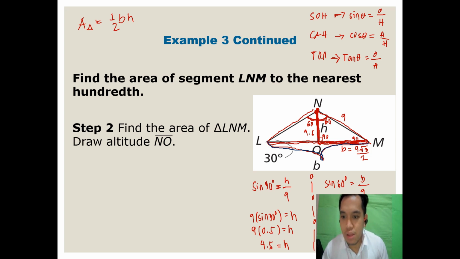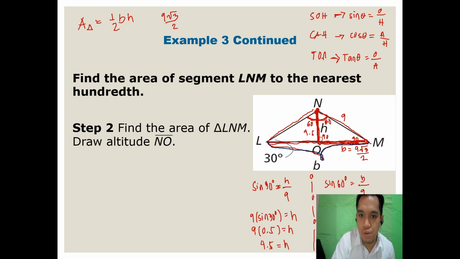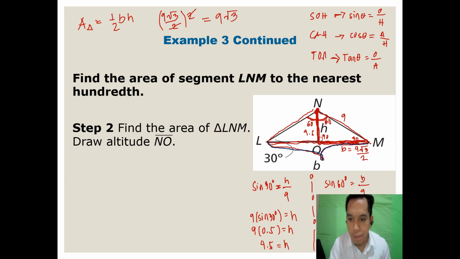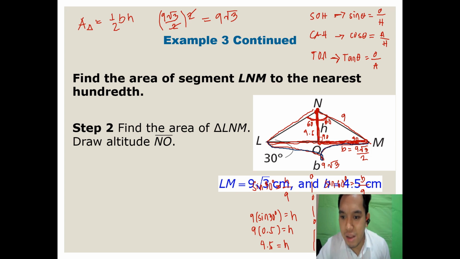i-multiply natin sa 2 itong 9 square root of 3 over 2. So, i-multiply natin 9 square root of 3 over 2 times 2. So, cancel. Ang matitira na lang ay 9 square root of 3. So, therefore, the measure ng isang buong base natin ay 9 square root of 3. So, substitute natin yan, class.